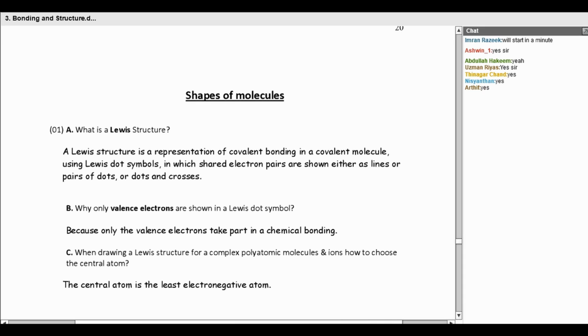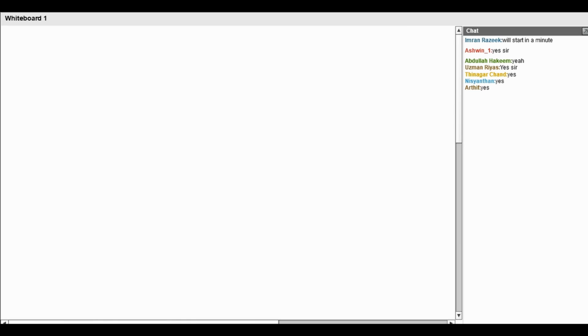When you say the shape of a molecule, first of all, I'm going to explain how to draw the structure, and then the second part of the lesson will focus on the shape. So first we'll focus on the structure, and then we'll focus on the shape of the molecule. Now the structure of a molecule is drawn in terms of a Lewis structure. Now what is a Lewis structure?